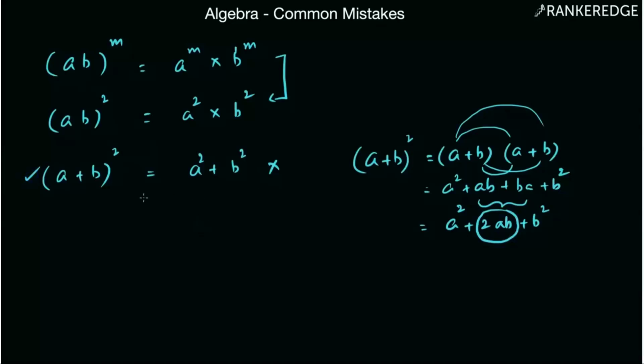So you see that there is a third term 2ab when you expand (a plus b) whole square. So you cannot write (a plus b) whole square as a square plus b square. This is not correct. So this is the first one.